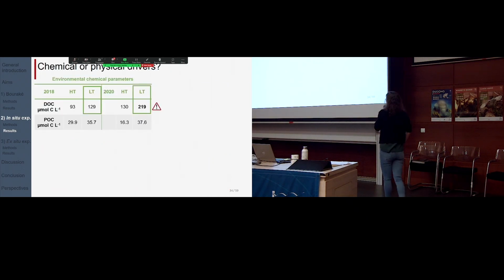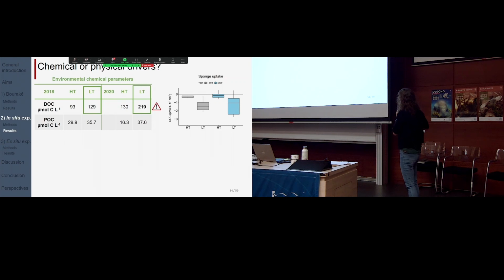My data show that only DOC reached double the concentration during the low tide in 2020 compared to the low tide in 2018. However, my results also show that the sponge DOC uptake was the same during the two low tides, excluding the possibility that high DOC availability could be the main effect on the sponge loop disruption.